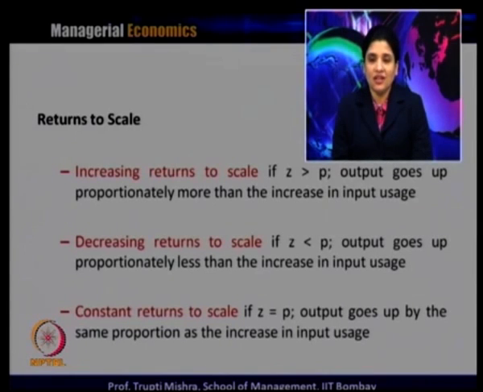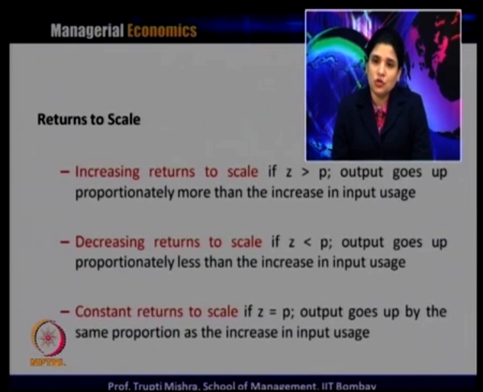So, how does increasing return to scale happen? If Z is greater than P, then output goes up proportionally more than the increase in the input usage. In case of decreasing return to scale, if Z is less than P, output goes up proportionately less than the increase in the input usage. And in case of constant return to scale, if Z is equal to P, then output goes up by the same proportion as the increase in the input usage.